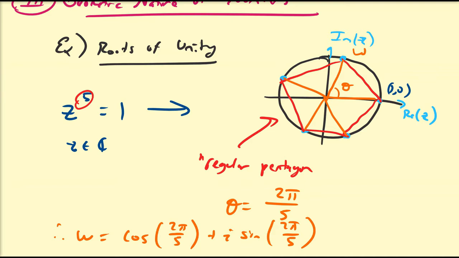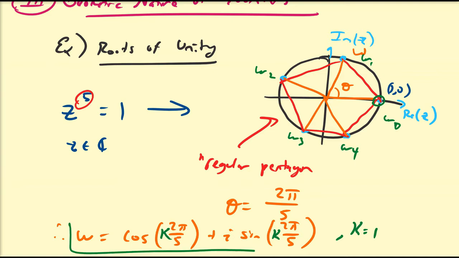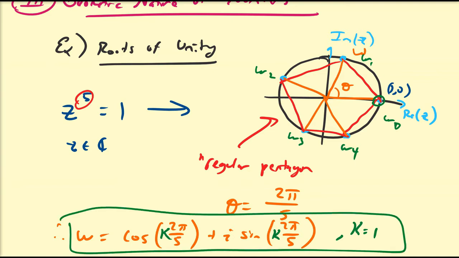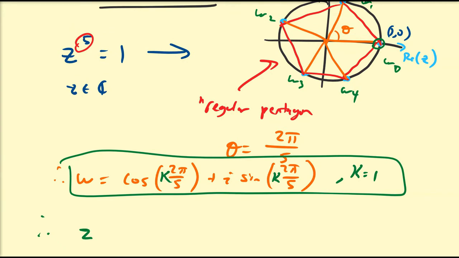And if you want to generalize this, I can put a k here, and we can say that k is equal to 1. If I call these W0, W1, W2, W3, and W4, let k range from 0 to 4, and that would be the complex representation of W. Therefore, if z to the 5th is equal to 1, that means z must be equal to omega k, where k ranges from 0, 1, 2, 3, and 4.